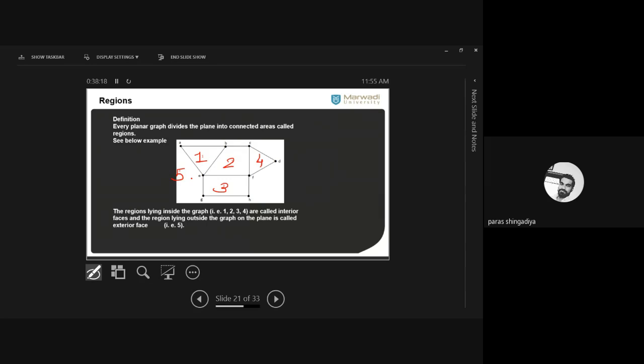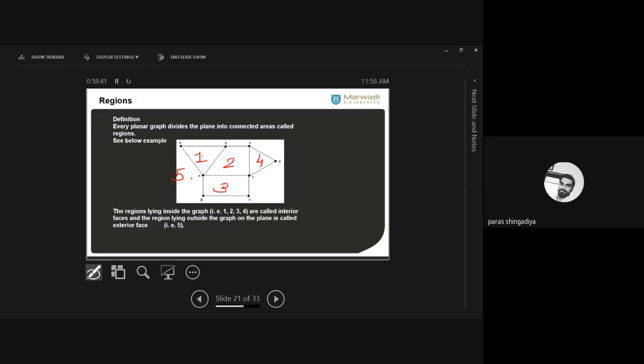There is a boundary here, and in this boundary there are four connected areas. So just mention 1, 2, 3, 4, and you can use any number for any region. You can say this number 3 as 1, this number 4 as 2. You can define any number. So 4 are inside, and 1 you have to mention for the common one, the outside of the boundary, that is region 5.